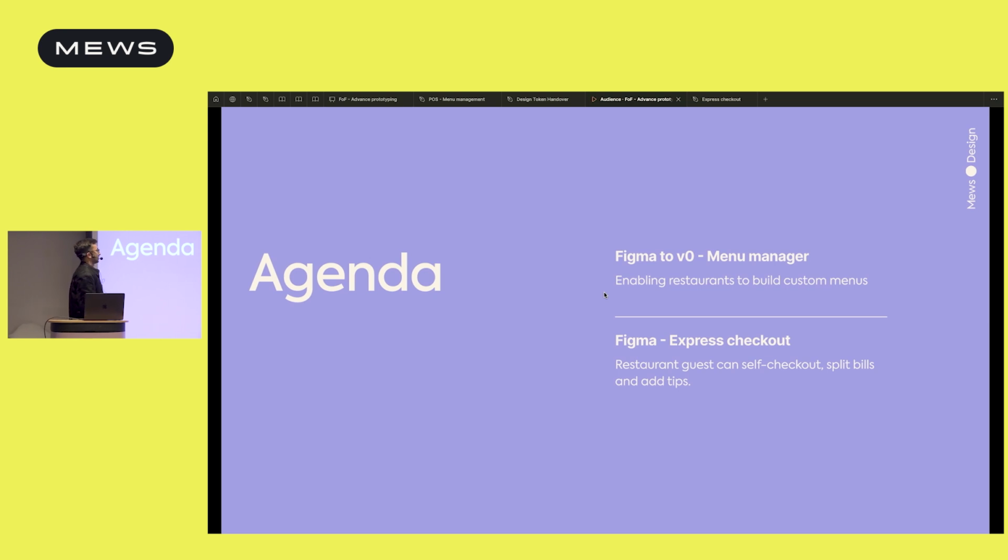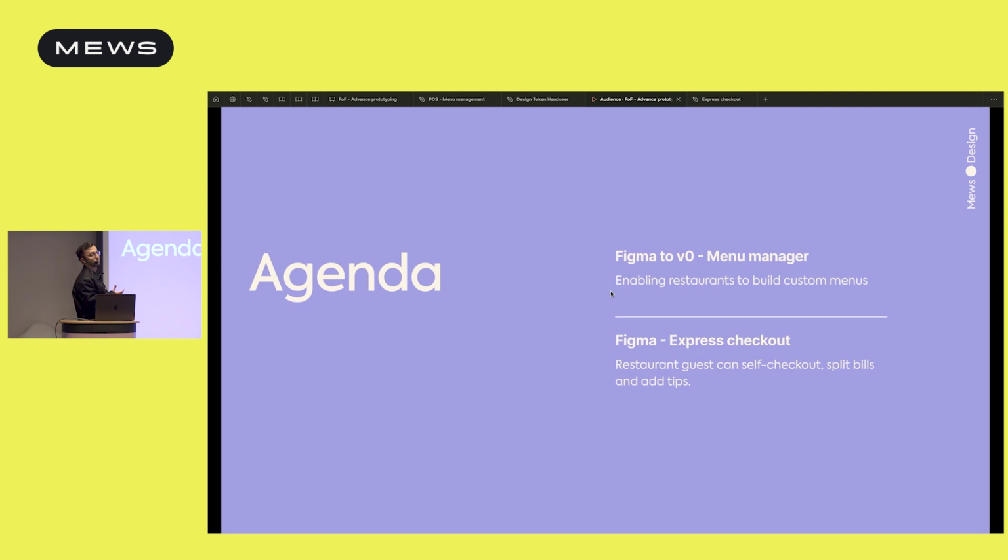So first and foremost, I'll be switching screens. It's not only Figma slides. I'll go to the browser, other Figma tabs, so it might get messy. Hope not. So first and foremost, I'm gonna start with Figma to V0 or Vercel with menu builder.